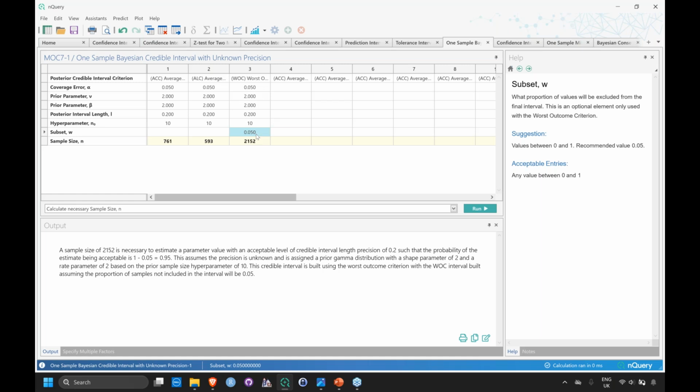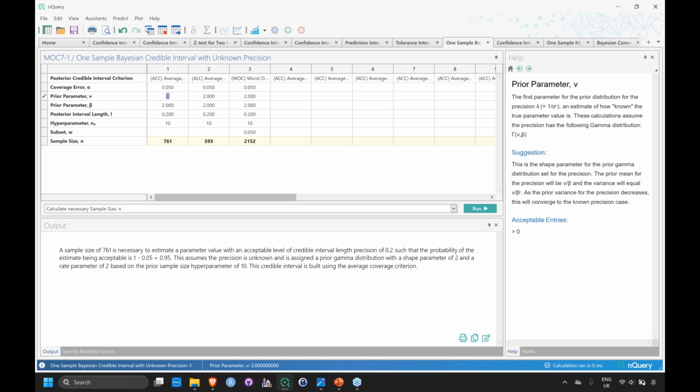And now we see that the average coverage and average length sample sizes are somewhat similar. These can vary as to which is larger depending on the coverage error or the interval length requirements. But clearly, and as expected, the worst outcome criterion stands out as having the largest sample size. This is because it has the most strict conditions attached to it, especially when there's only a 5% chance that the achieved interval length will be larger than the stated length.